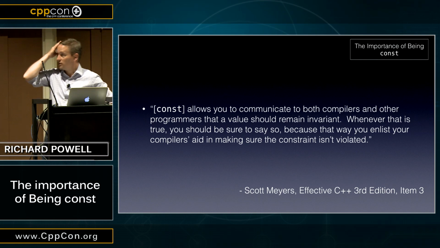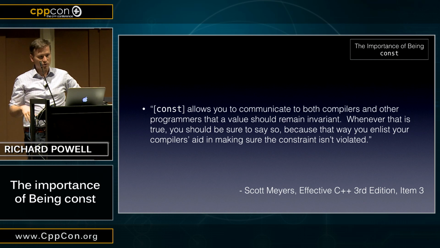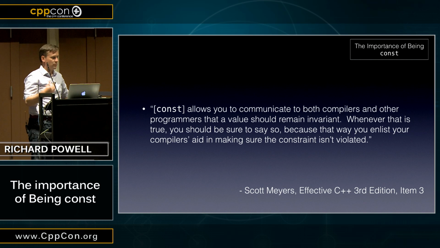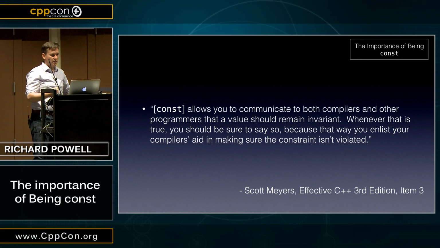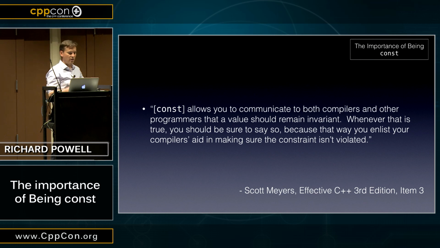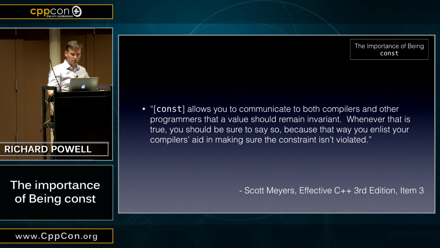from various books. So starting off, a great quote from Scott Meyers in Effective C++, the third edition, not the modern one, but his older book. Item 3 starts off talking about const and how you should use const and why you should use const. And it says, const allows you to communicate to both compilers and other programmers that the value should remain invariant. Whenever this is true, you should be sure to say so, because that way you enlist your compiler's aid in making sure the constraint isn't violated. Okay, cool. That sounds good.